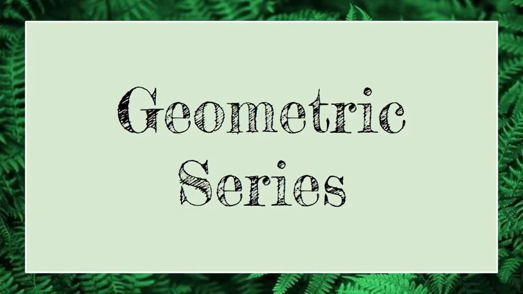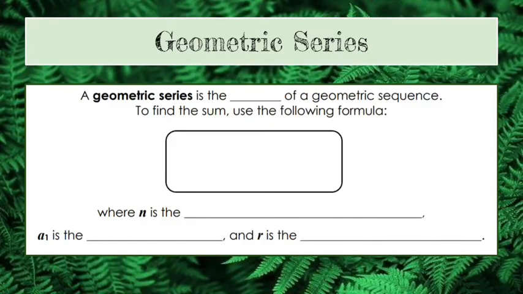Today's video is about geometric series. We've talked about geometric sequences, which is a list of numbers that has a common ratio, but a geometric series is the sum of a geometric sequence. And to find that sum, we are going to use the formula capital S sub n equals a sub 1 times 1 minus r to the n power over 1 minus r.